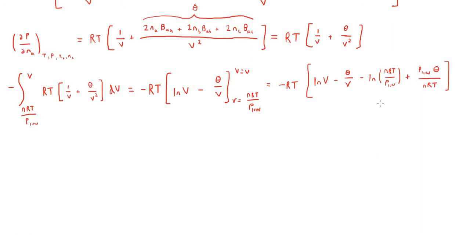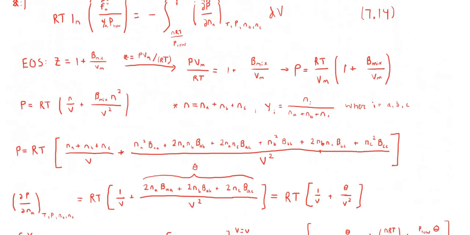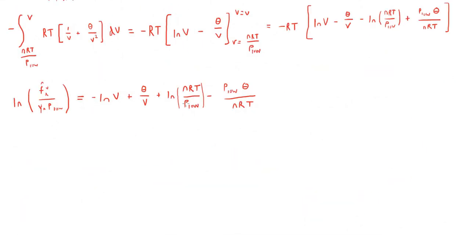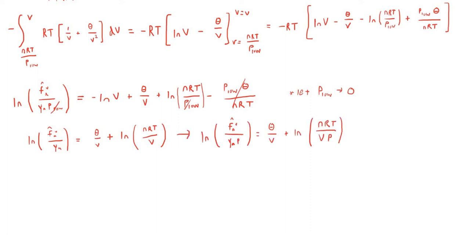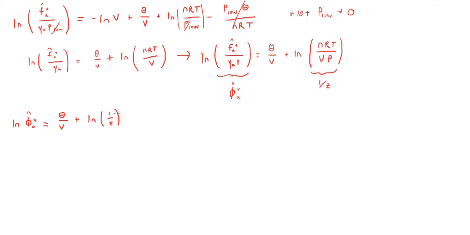Now that the right side of equation 7.14 is solved, I'm going to equate it to the left side of equation 7.14. To simplify this even further, I'm going to cancel out the p low in the denominator of the natural log on both sides, and I'm going to let p low go to 0. To get this equation in terms of the fugacity coefficient, I'm going to subtract ln of p from both sides. You can see that this is the fugacity coefficient, and this right here is just 1 over z.